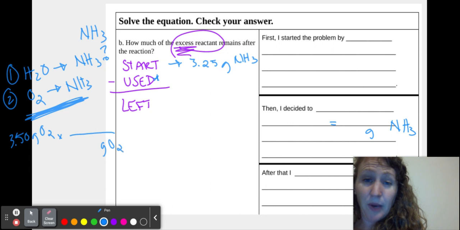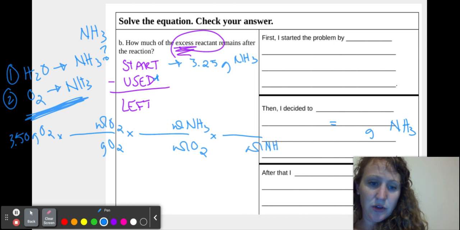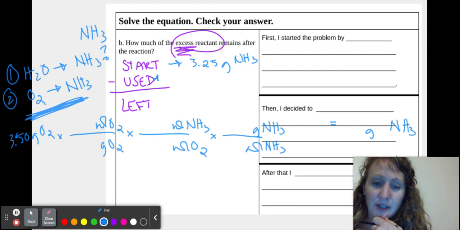Grams of O2 goes on the bottom. I'm trying to get out of that. Moles of O2 goes on the top. Moles of O2 goes on the bottom. I want to get out of that. Moles of NH3 goes on the top. Moles of NH3 goes on the bottom. Grams of NH3 goes on the top. Okay, and now I fill it in.